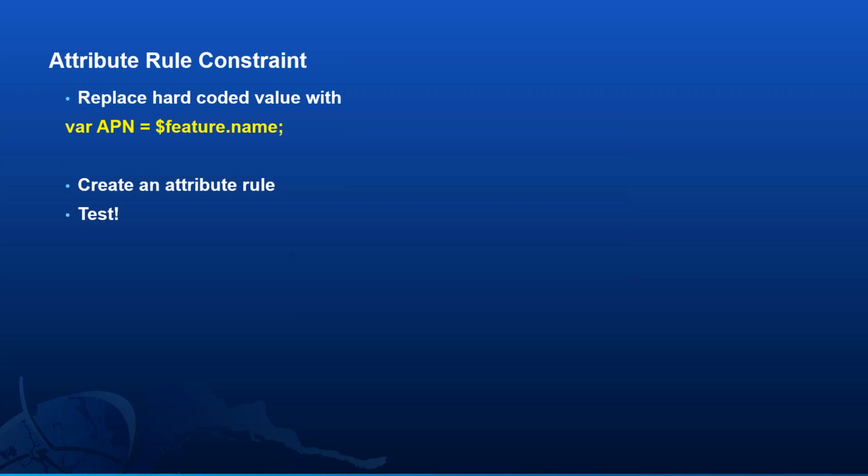So now, after we played in the playground, let's put it as a constraint rule. And instead of hard coding the value for the APN variable, we can just do $feature and access the attributes field called name. So we'll populate the APN variable with $feature.name, and we'll create an attribute rule. I'll show you how to create an attribute rule, and we'll test it.